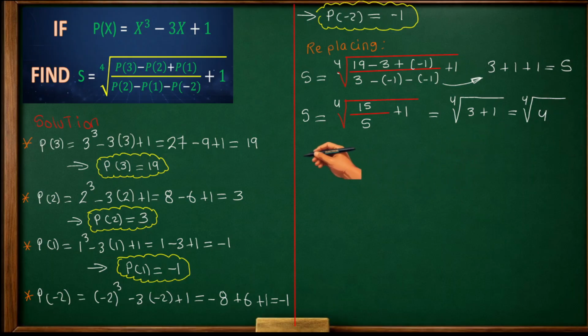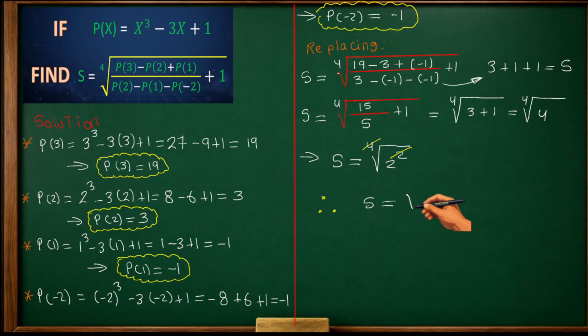Okay, then s is equal to the fourth root of 4. 4 is the square. Simplify. Then the fourth root of 4 is equal to the square root of 2.